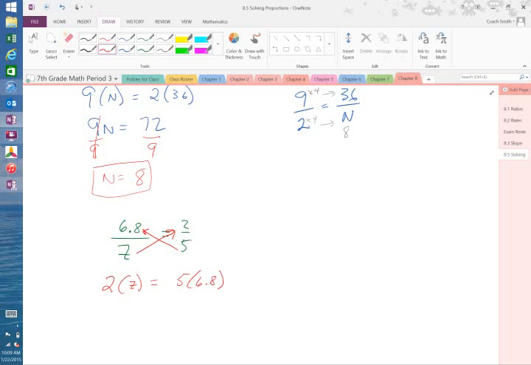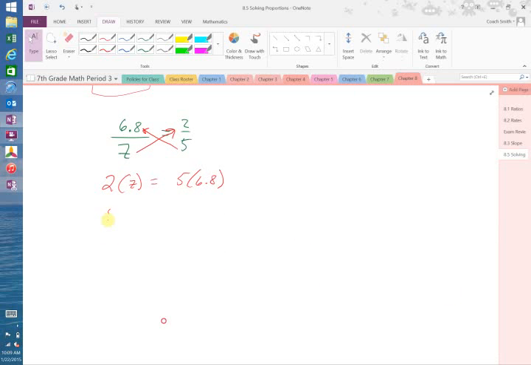Okay? Now, what that gives us is 2z equals 5 times 6.8. What is that? 34. That is correct. Okay? So now I just solve it. I divide by 2 to both sides. The 2s on the left side cancel. 2 goes into 34 17 times.